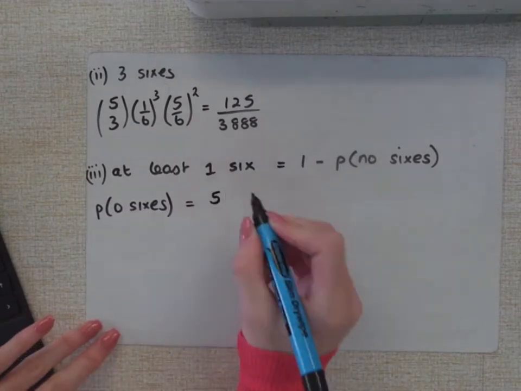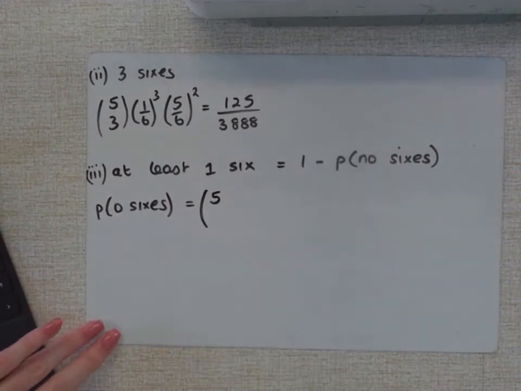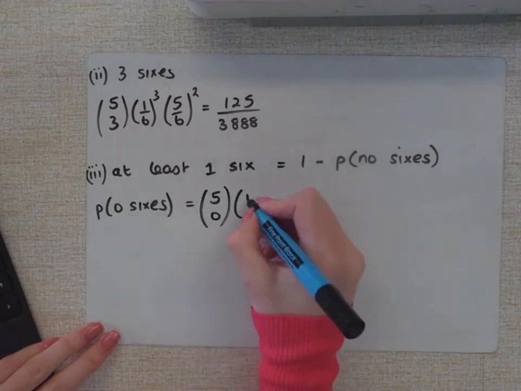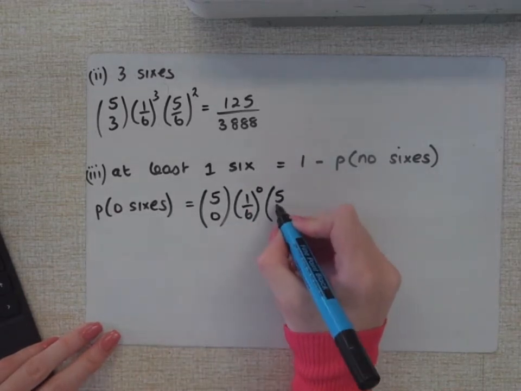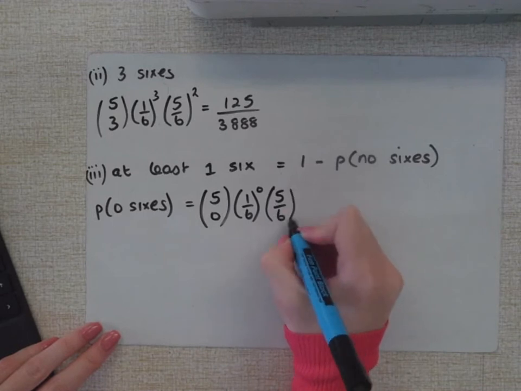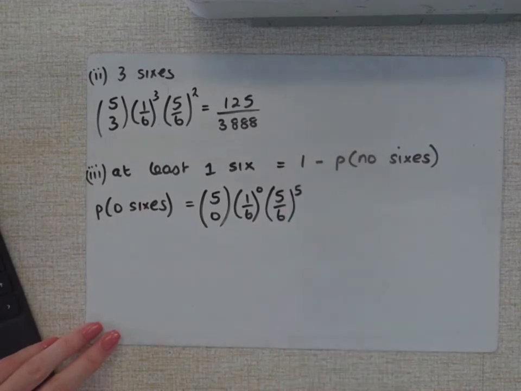5 trials. How many of them are going to be 6s? 0. 5 choose 0. How many successes do I want? 0. How many failures? I want 5. Okay?